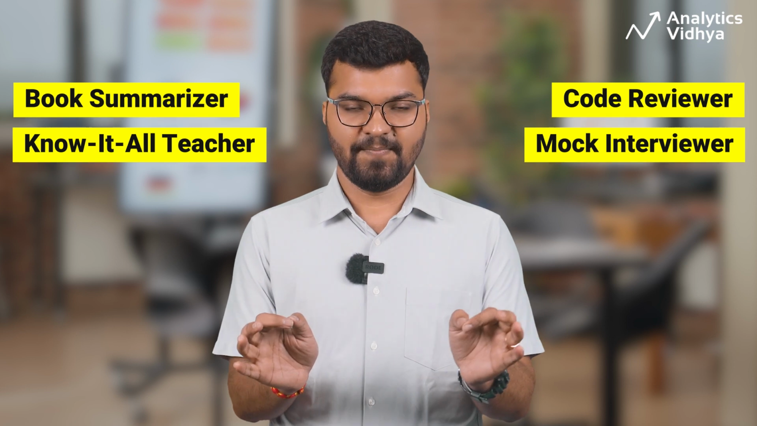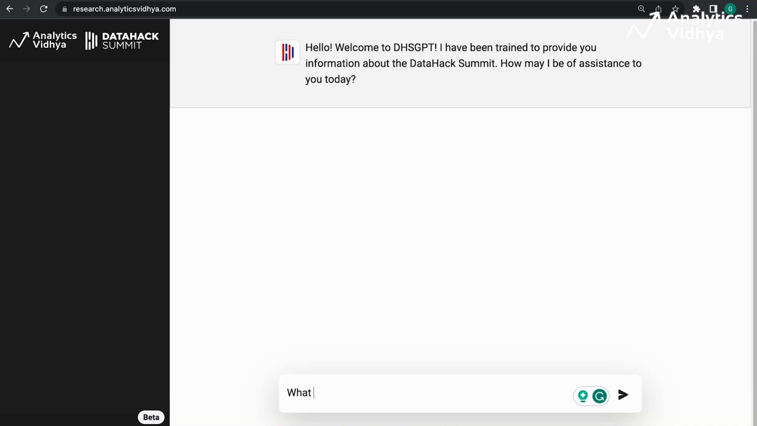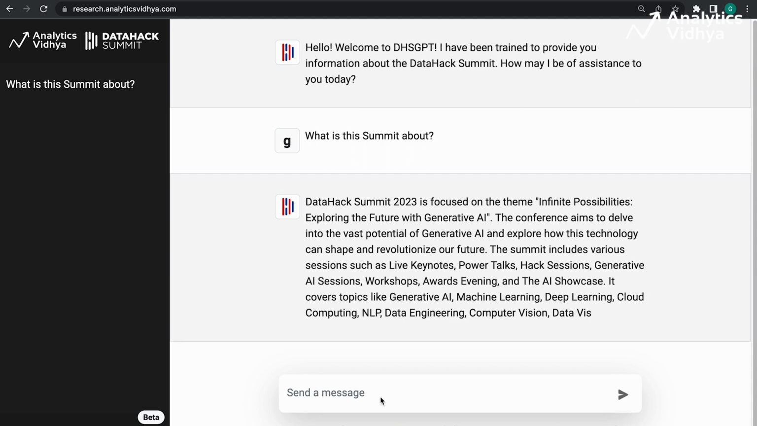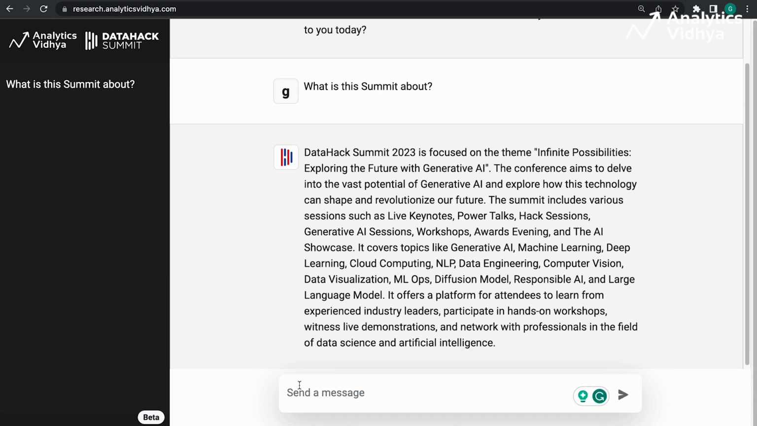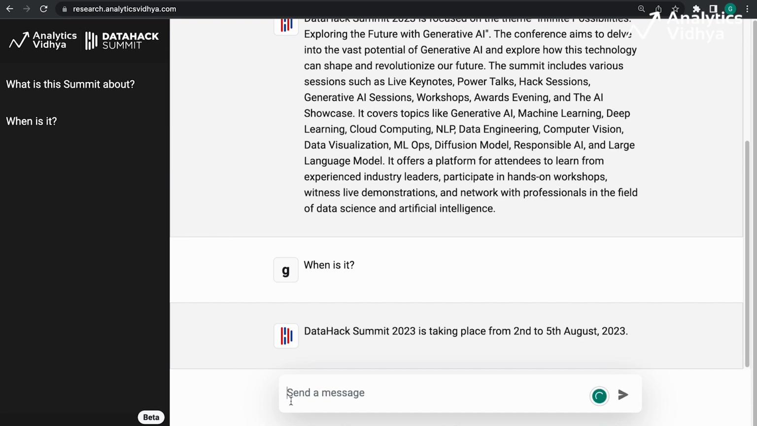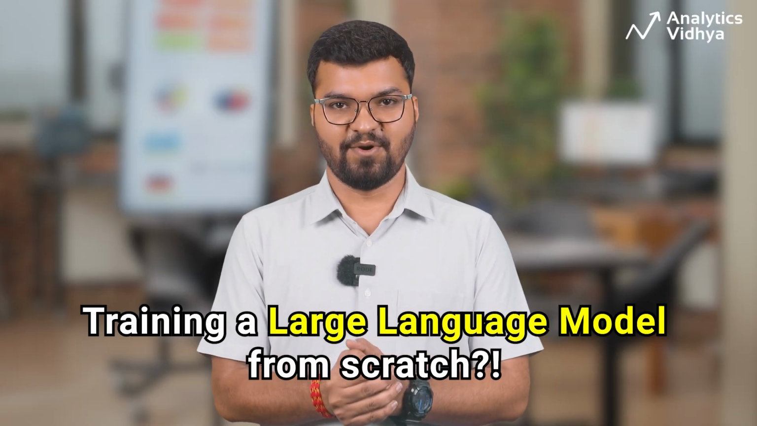Now, what if you could also consume these large language model APIs to build your own AI tools that solve customer problems for the next billion? Or how about fine-tuning a large language model for a specific use case, similar to the way we at Analytics Vidya built our DHS GPT to give you information about our Generative AI conference, Data Hack Summit 2023. And if I go a step further, how about training a large language model from scratch?